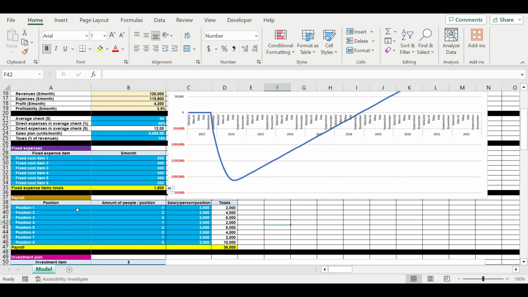Now let's move to payroll. This block is very simple. Here we specify the names of positions. Then we are setting up the amount of people on each position. And finally, we are setting up monthly salaries per person on each position.